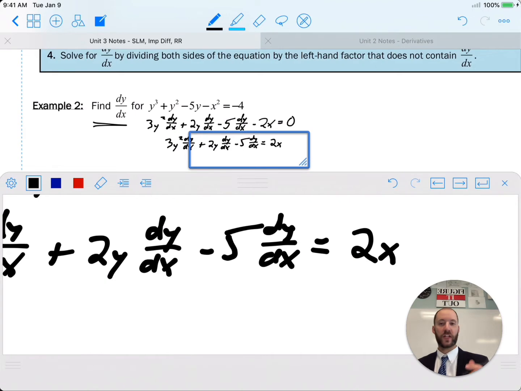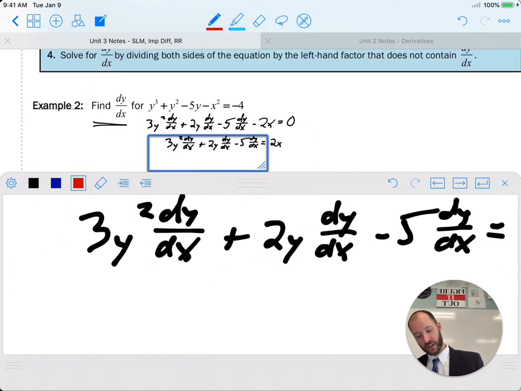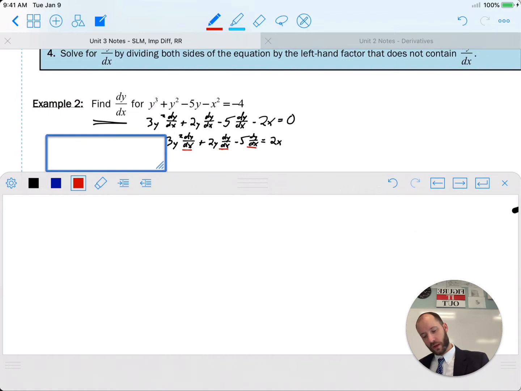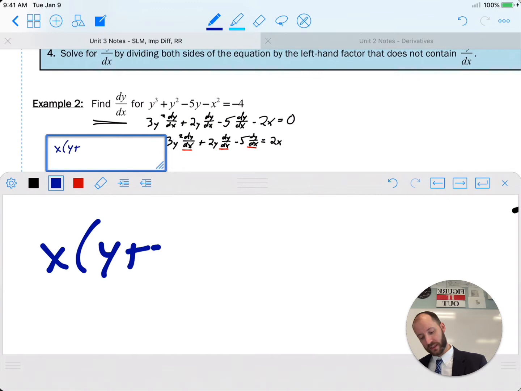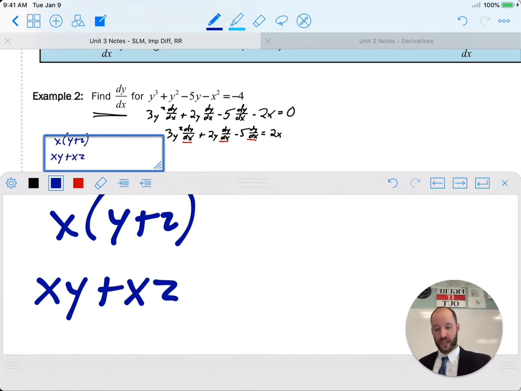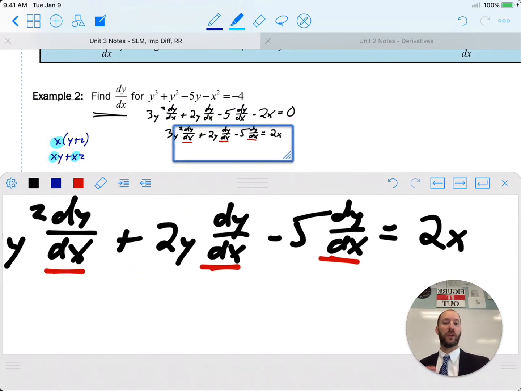Now look on the left side of the equation. Every single term has dy/dx. Now think, when you distribute like x times y plus z, that quantity, distribute the x in, you get xy plus xz. You take your single x, distribute, and you get multiple x's. Now we want to reverse that. We have multiple dy/dx's. We only want one.